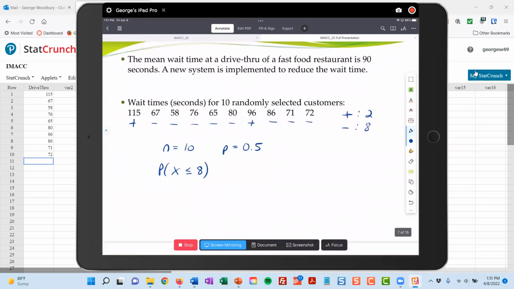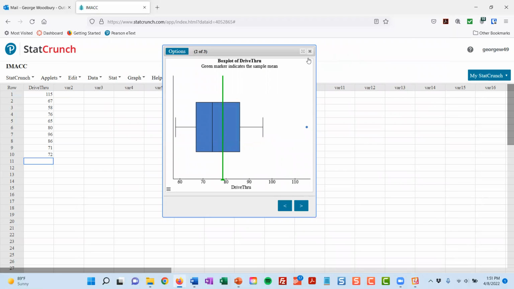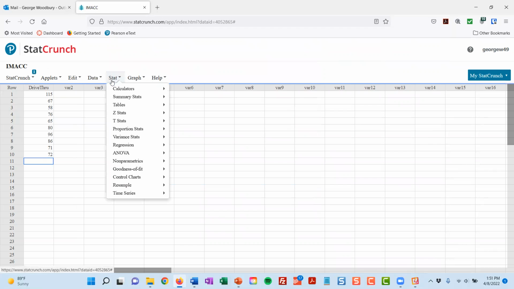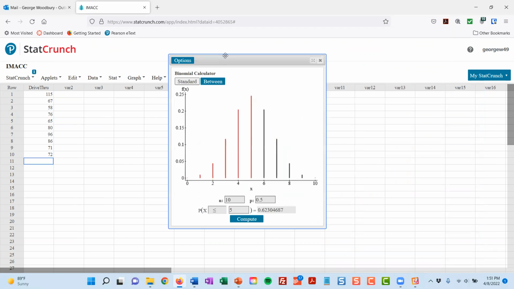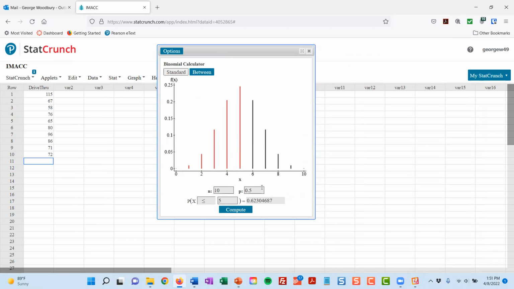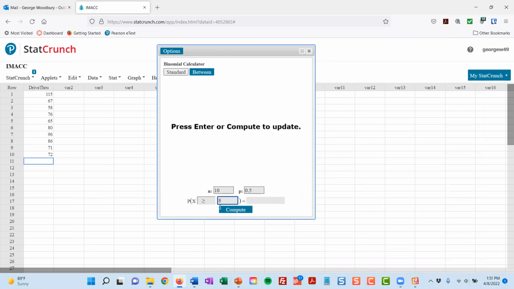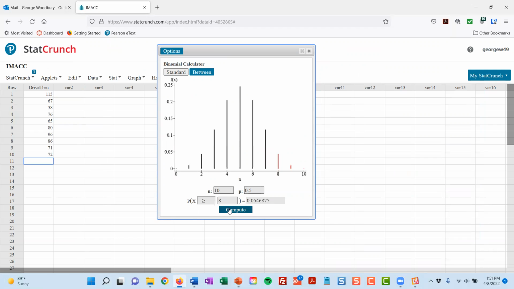And I'll actually show you that with the binomial calculator. Stat, calculators, binomial. N is 10, P is 0.5, that's good to go. And I just need to find greater than or equal to 8 of these negative signs. And I can see the probability that I get as a result, that's the p-value for this test.